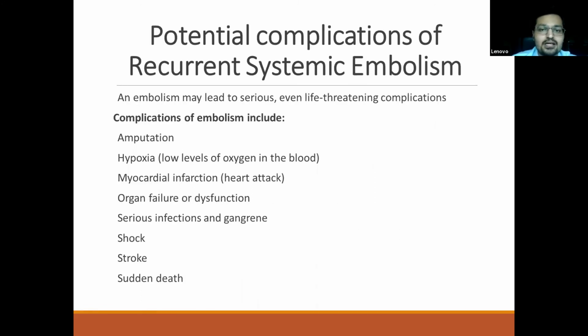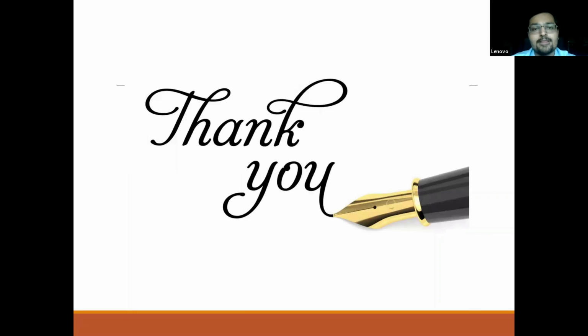The potential complications of recurrent systemic embolization range from myocardial infarction to amputation if it involves the peripheral arteries in the form of upper limb or lower limb involvement, hypoxia if it involves the pulmonary artery or vasculature, organ failure or dysfunction in the form of kidney disease or intestinal obstruction if it involves mesenteric arteries, gangrene and serious secondary septic infections, septic shock, stroke, sudden cardiac arrest, a lot of complications.